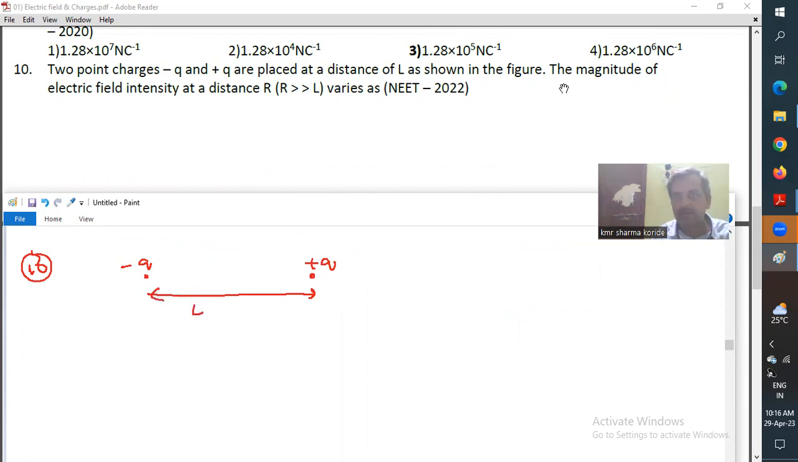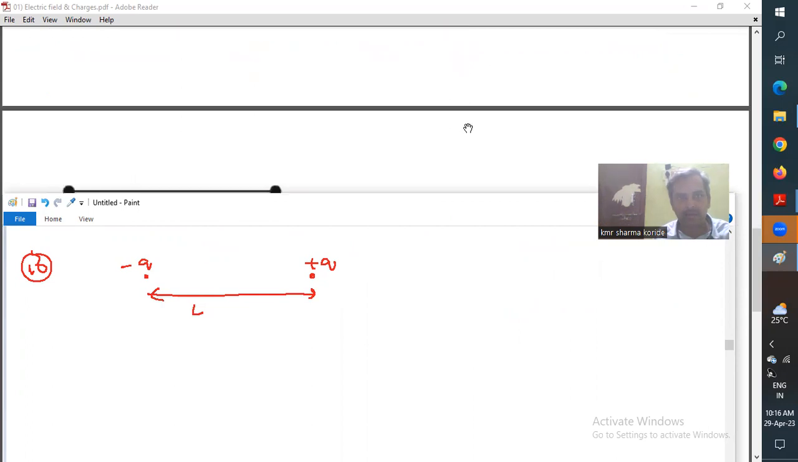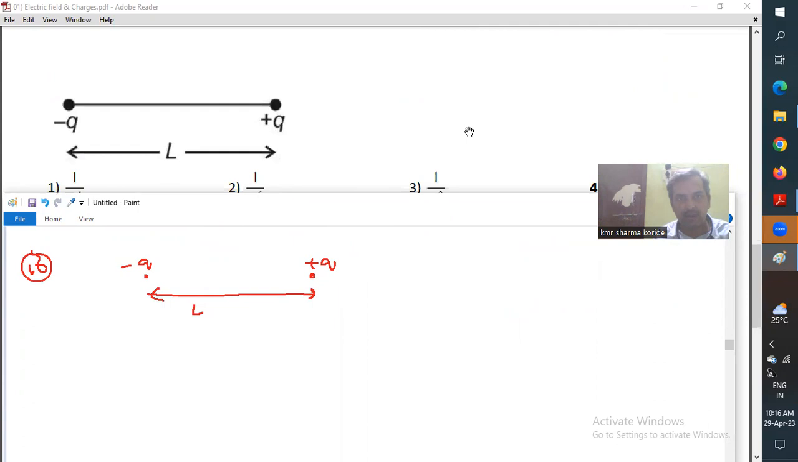I think a diagram is given in the question, shown in the figure. The magnitude of the electric field at a distance r. So here this is the diagram. How will you mark r? From the center to a point. You might know the formula for the field intensity at a distance r from the center along the axial line of the dipole.